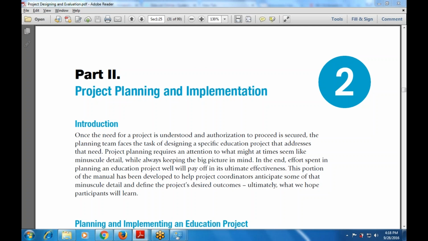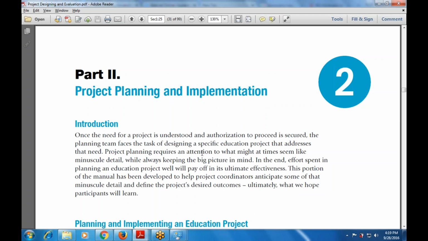Once the need for the project is understood, once we understand what the main need is, what the main criteria are for understanding and authorization, the go-ahead is secured. So the planning team faces the task of designing a specific education project that addresses that need. There is a specific need that is captured by the education project, and the authorization task is well defined.